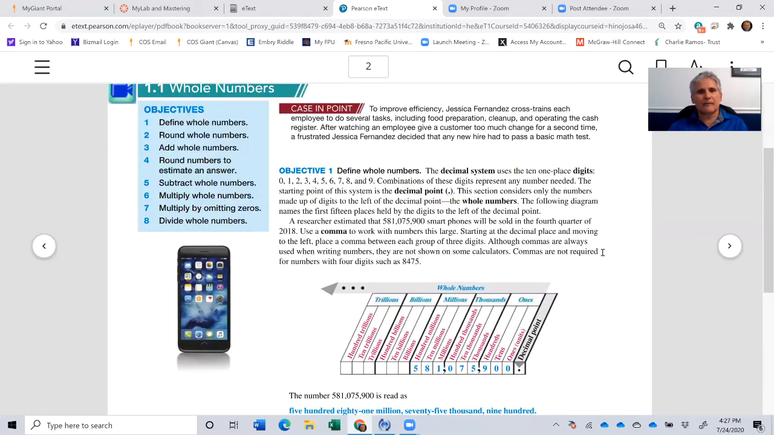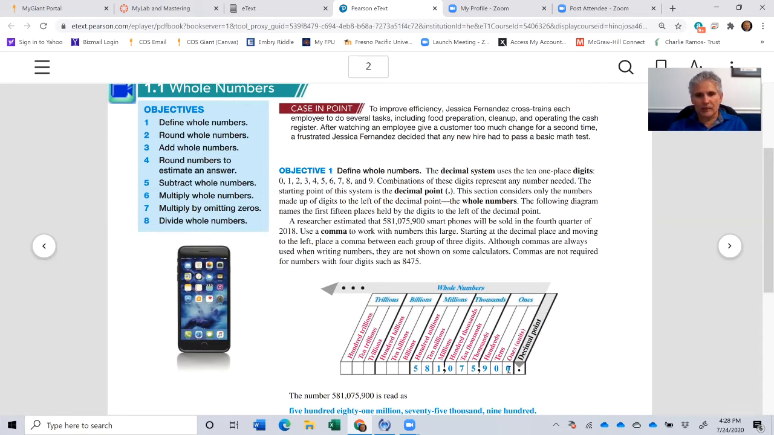Well, the first objective is to define whole numbers. It's written in the textbook as: the decimal system uses the 10 one-place digits from 0 all the way to 9. Combinations of these digits represent any number needed. The starting point of this system is the decimal point, the period right here. Anything to the left of this would be considered whole numbers. This section considers only the numbers made of digits to the left of the decimal point. So that's the whole numbers. It's all on the left side.